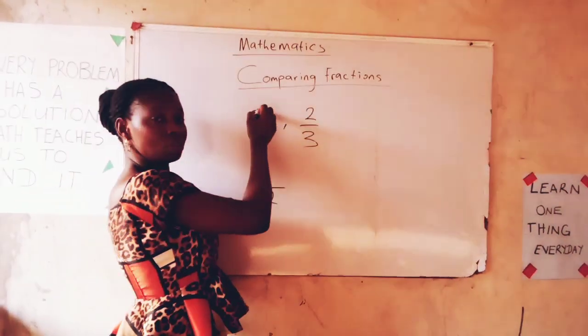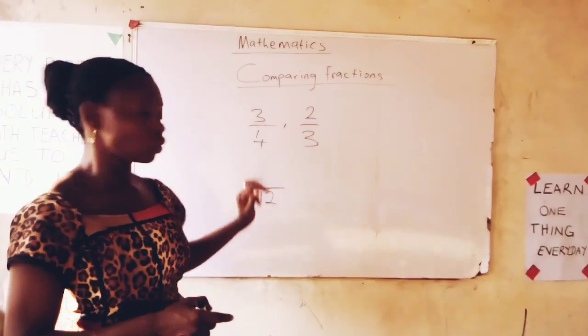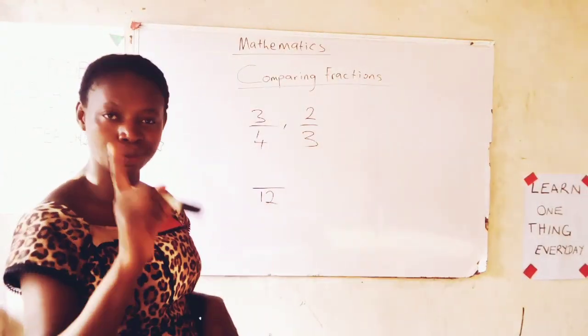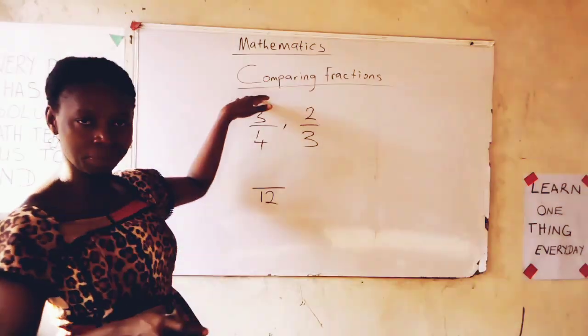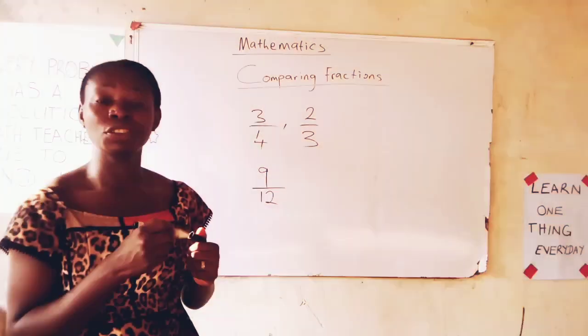To find the numerator that should be there, we say 12 divided by 4. 12 divided by 4, that will give me what? 3. Then 3 times 3 will give me what? 9. That is how to find the numerator.